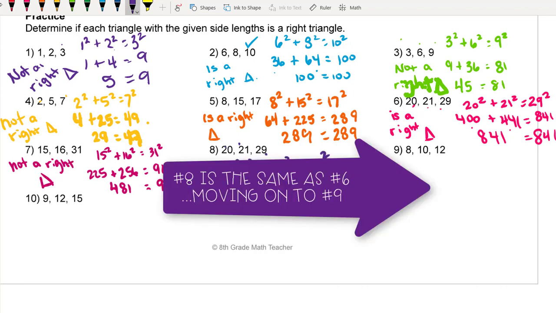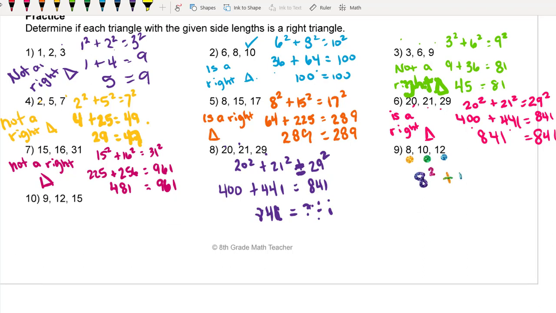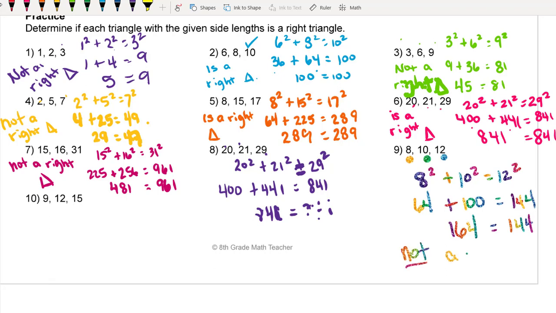This is the same as number 6. 8, 10, and 12 in order from least to greatest. So 8 is a leg, and 10 is a leg, and 12 is the hypotenuse. So 64 is 8 squared, and 100 is 10 squared, and 12 squared is 144. And we add those two together, squares of the legs. 164 is not equal to 144. Not a balanced equation, so this is not a right triangle.